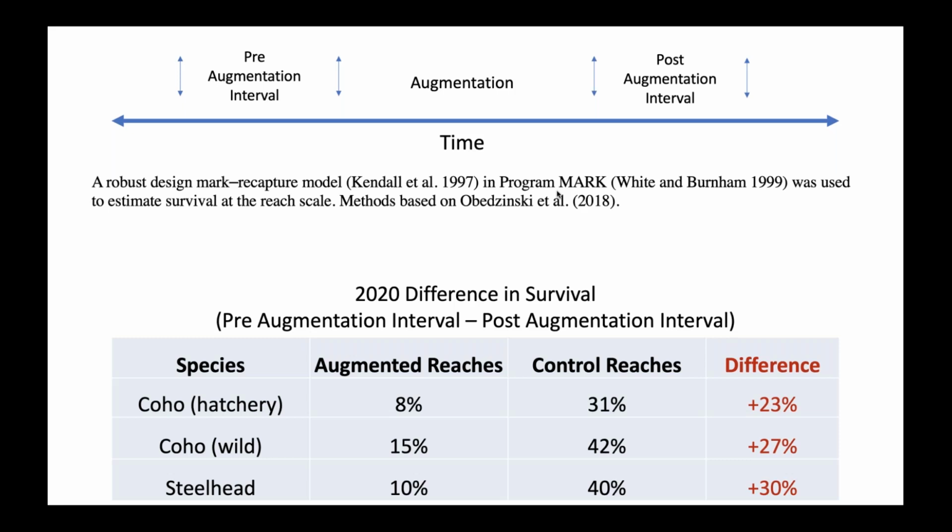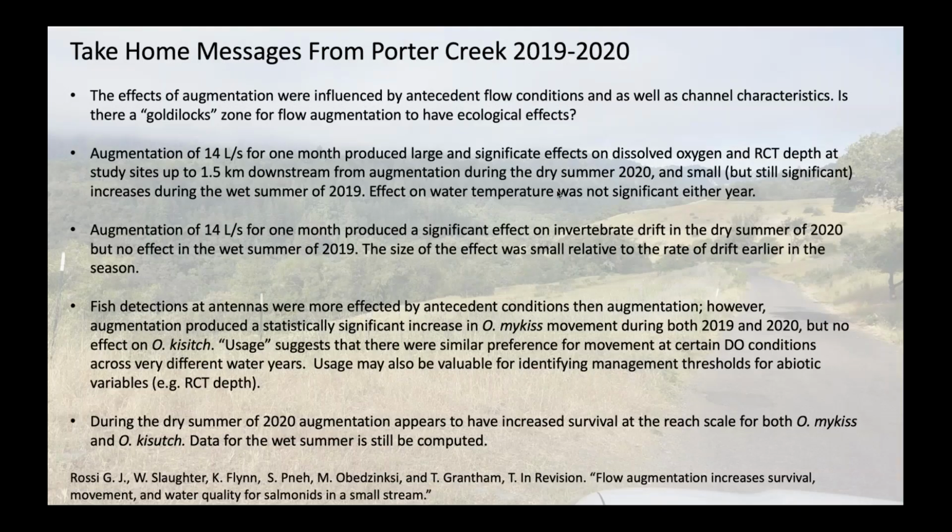So what are some of the take-home messages? There's a lot of words on this screen. I'm going to talk through it a little bit. One of the first take-home messages from this study was that the effect of augmentation was, of course, influenced by the antecedent flow conditions, as well as by channel characteristics. I didn't talk a lot about this, but in reaches where we had high hyporheic exchange and lots of loss to groundwater, we had a much smaller effect on surface flow characteristics on the variables that I measured here.